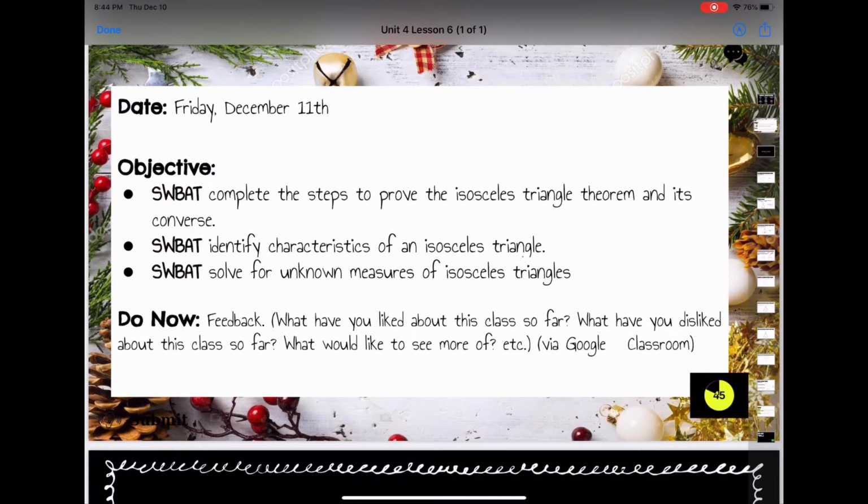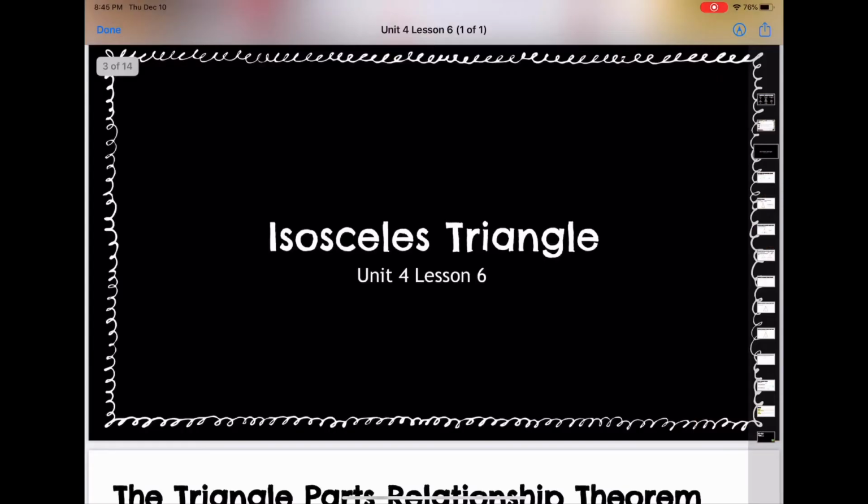Today's objectives are for students to be able to complete the steps to prove the isosceles triangle theorem and its converse, students to be able to identify characteristics of an isosceles triangle, and students to be able to solve for unknown measures of an isosceles triangle. Let's go ahead and begin.